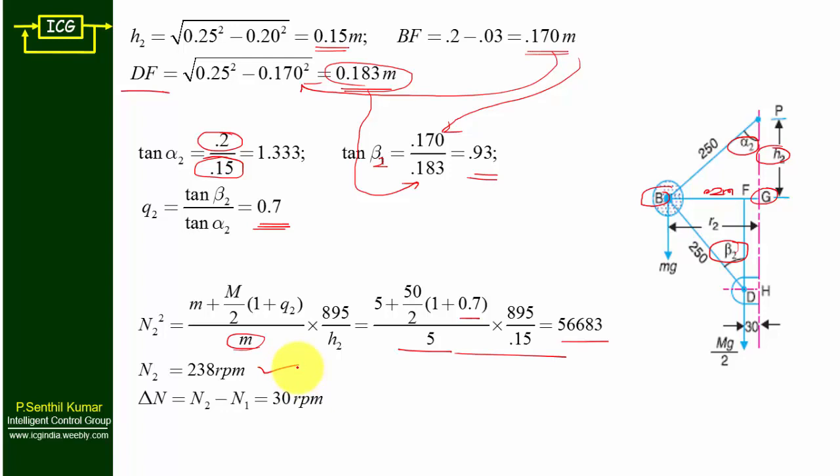So finally our aim is to find the range of speed, that is N2 minus N1. In the previous slide we have the N1 value, here we have the N2 value. So when you subtract these two values, you will get 30 RPM. So this is the range of speed of the Porter governor for the given condition.